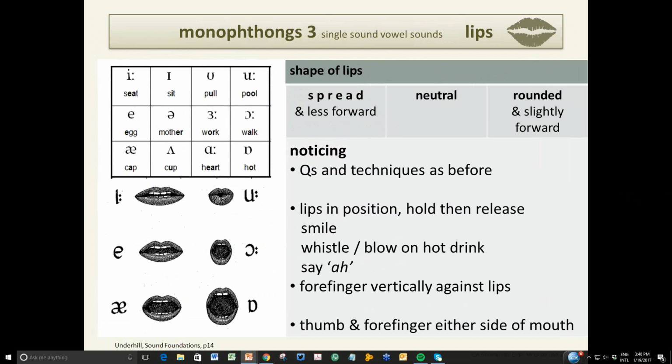As you go across the rows, you can see how different they are. So let's try the bottom row. When you say oh, you can feel that movement in the lips, particularly the difference between the first column and the last one.